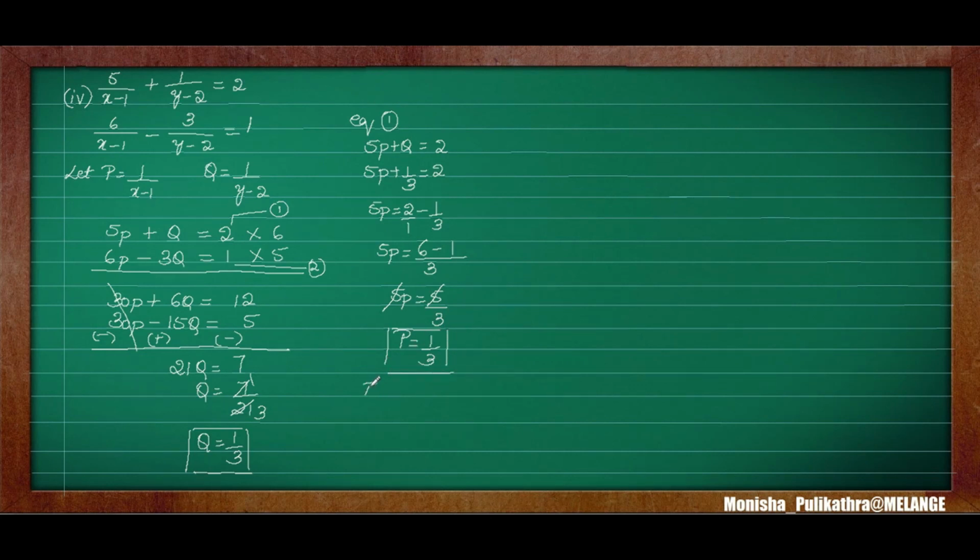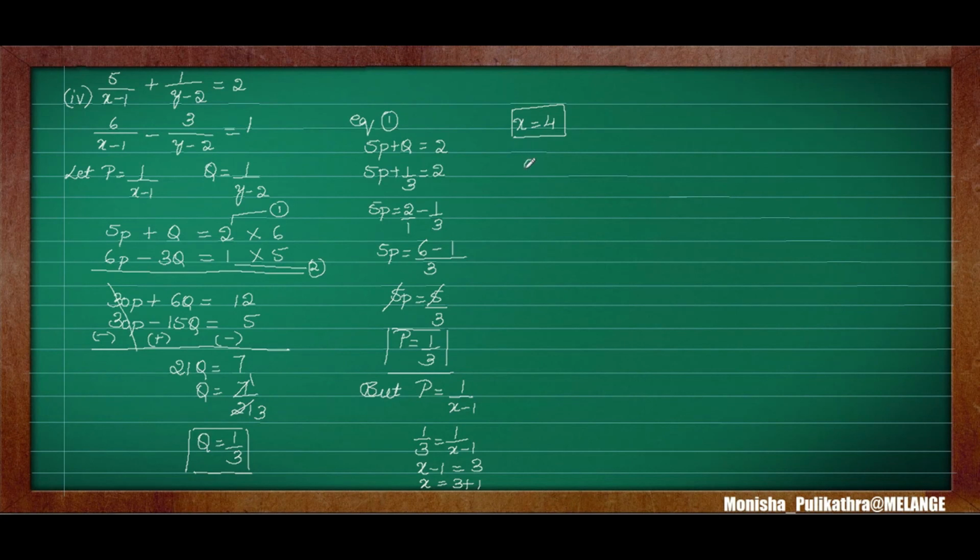But again we need to find the value of x here. Okay, p is equal to 1 by x minus 1, where p is 1 by 3, so 1 by 3 is equal to 1 by x minus 1. So when we take reciprocal it will become x minus 1 is equal to 3. So I will shift this 1 to that side, it will become 3 plus 1. Therefore x is equal to 4. So the value of x is 4.